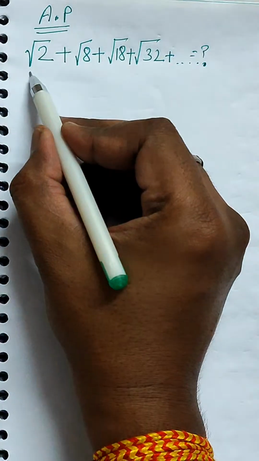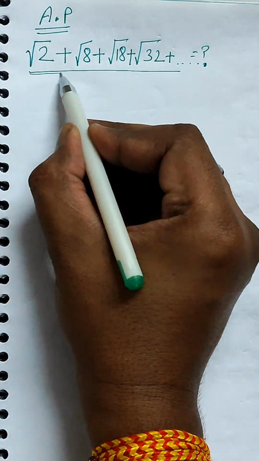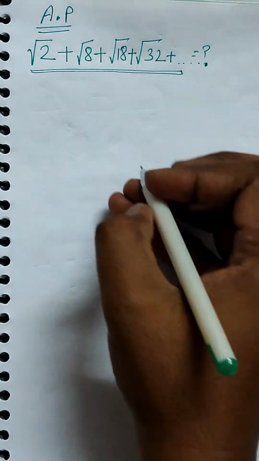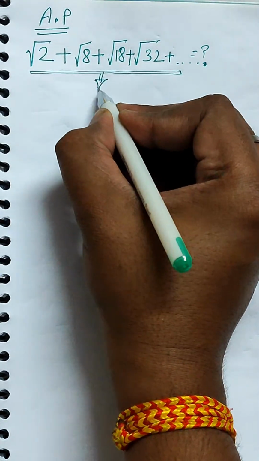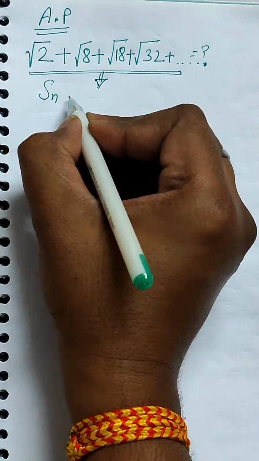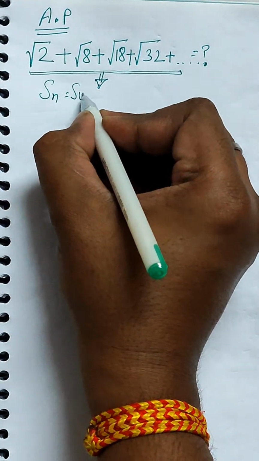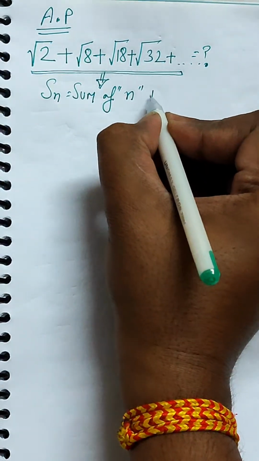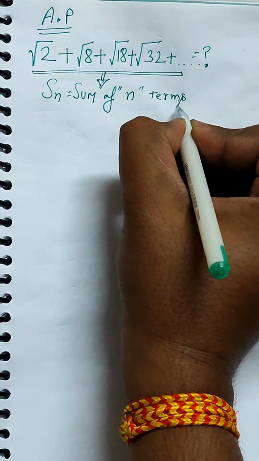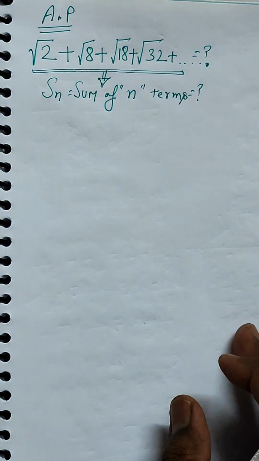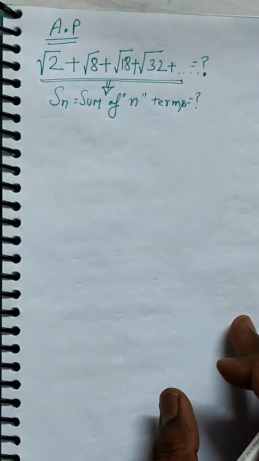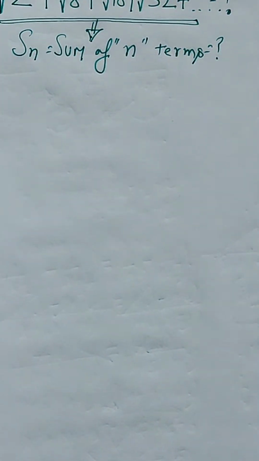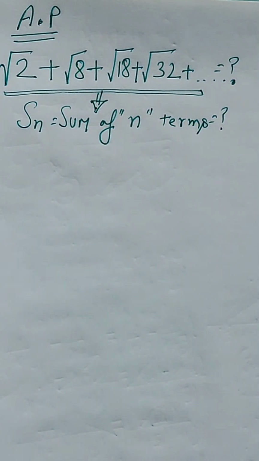If the numbers which we have considered over here for the series till n terms are in AP, we need to find the Sn, that means equal to the sum of n terms, that we need to find, right?